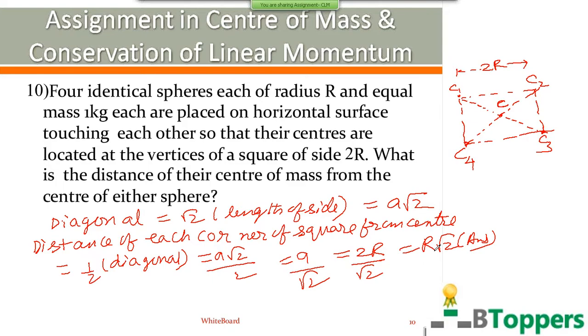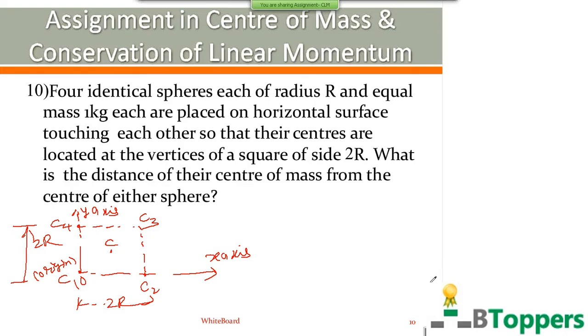You can also do the problem by an alternate method. You can choose the position of the center of one of the spheres as the origin and find the x and y coordinates. So I will discuss the alternate method for the same question now. We can take C1, the center of one of the spheres, as the origin. C2 is the center of the second sphere, C3 the third sphere, C4 the fourth sphere. The distance between the centers of any two adjacent spheres is 2r. C is the center of mass of the system of the four spheres. Take the x-axis along one of the sides of the square and the y-axis along the adjacent side.